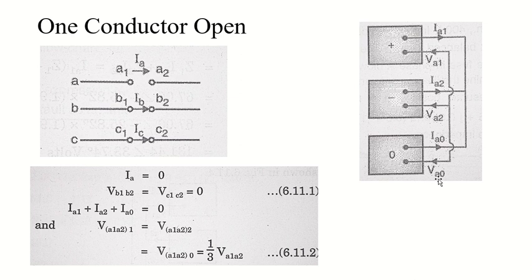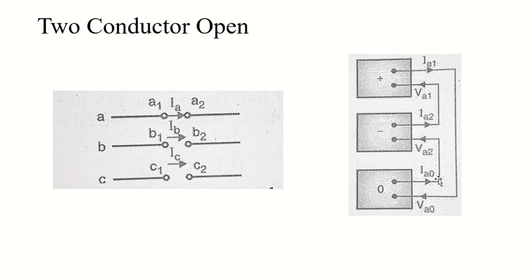The next one is the two conductor open fault. So what does the two conductor open fault do? In this case, two conductors will tear apart and will be open. Here you can see the conductors of phase B and phase C have been opened. Phase A is remaining as it is. So obviously the current will not flow through phase B and phase C, and voltage across phase A will become 0.